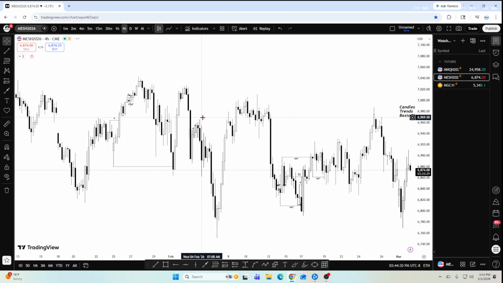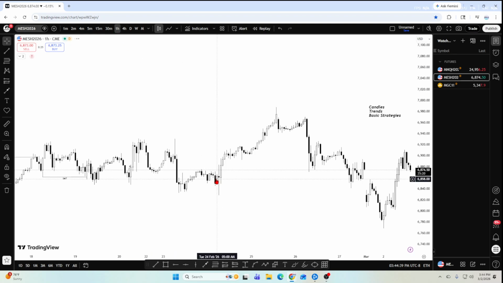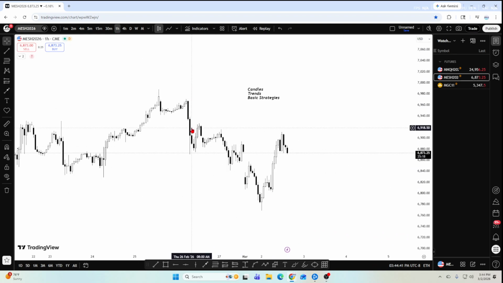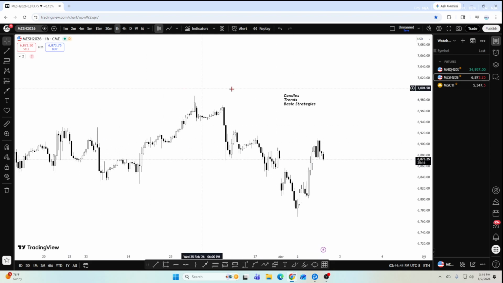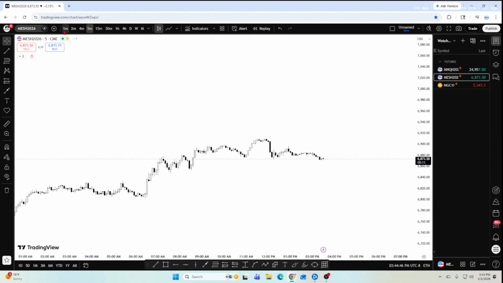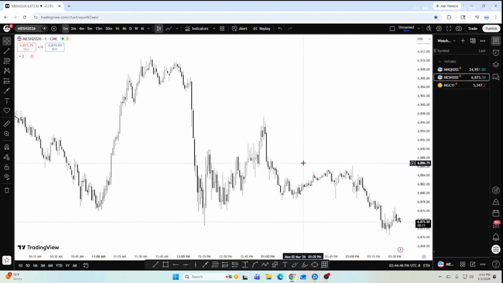Same thing with the 4 hour. This is a 4 hour candle, right? Opening up at 7 a.m. and the next candle won't form until 11 a.m., for the next 4 hours. 1 hour candles open up every hour and close every hour to start a new hourly candle. Same thing with 30, 5, 1, and so on, right?